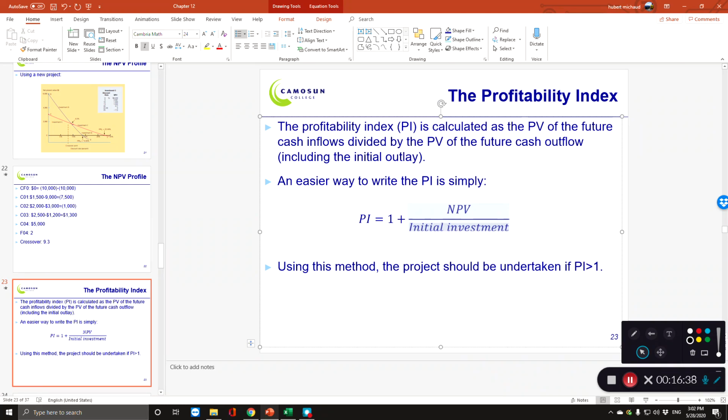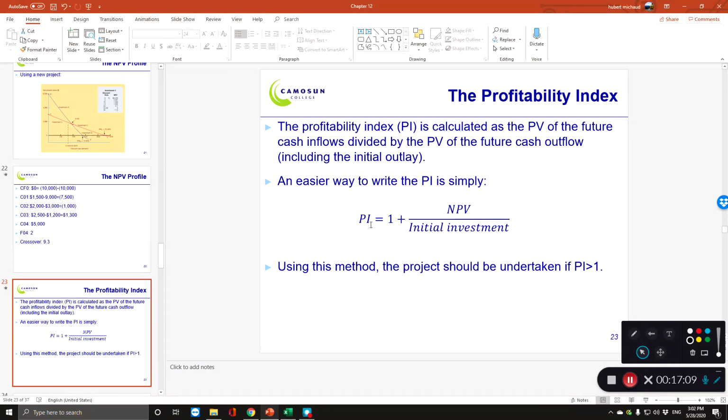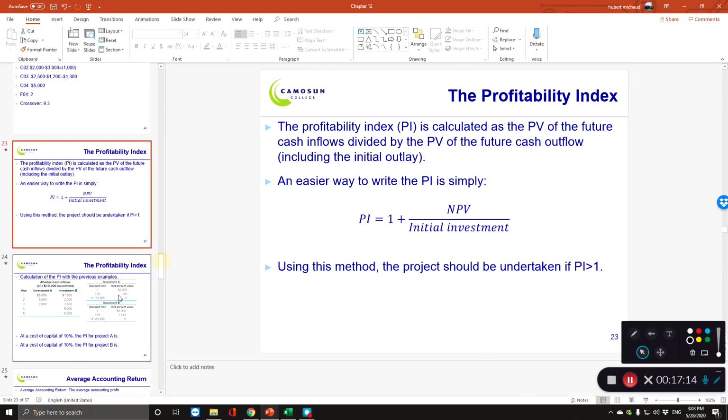It's really not a big problem. Usually we want to accept projects if the NPV is bigger than 0. So we want to accept a project if the profitability index is bigger than 1, right? If the NPV is any positive number, then this whole thing will be bigger than 1. On the other hand, if the NPV is negative, the PI will be smaller than 1, and we don't want to take the project. But I shouldn't have to talk about how to calculate that. It's pretty straightforward. I think you can go and try to calculate the PIs with the previous examples.